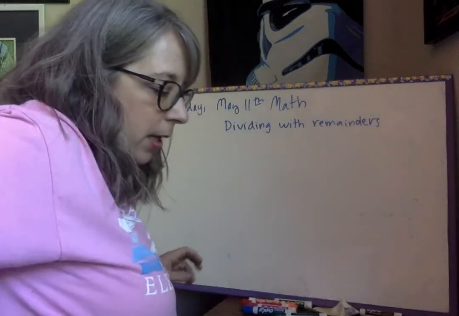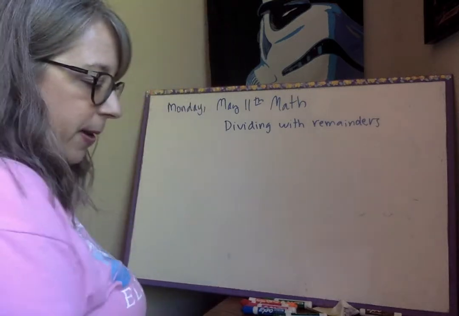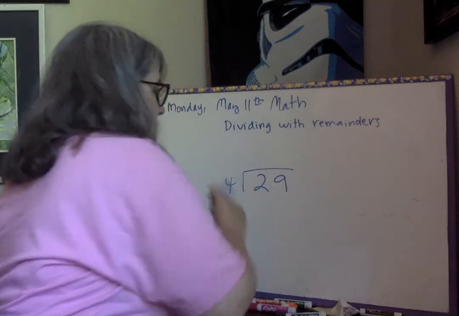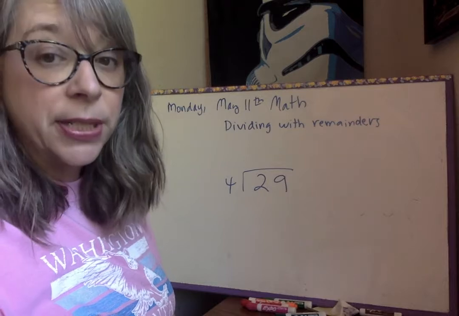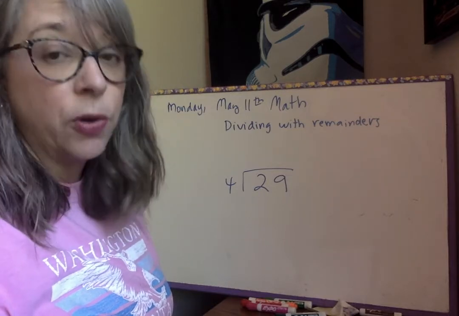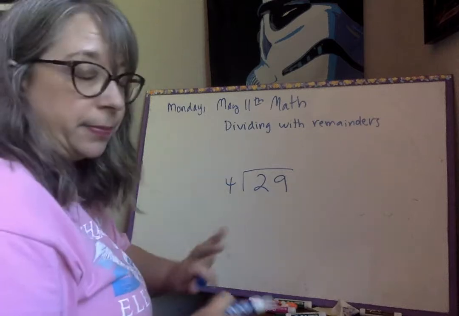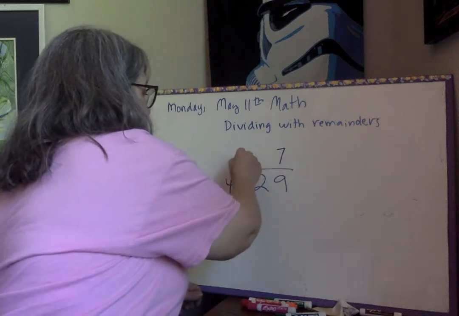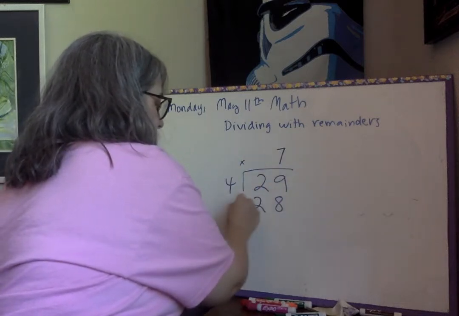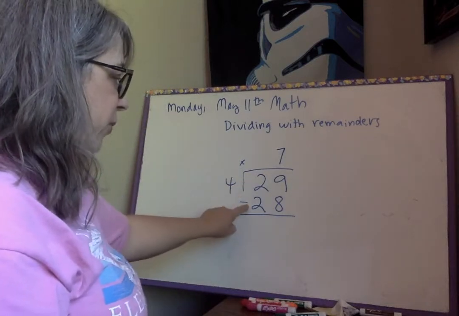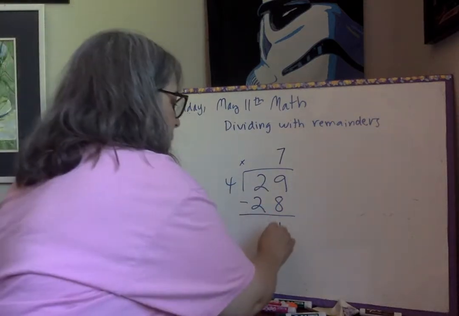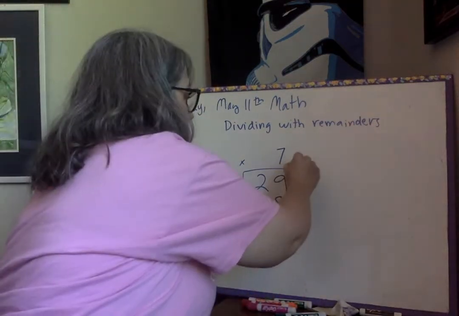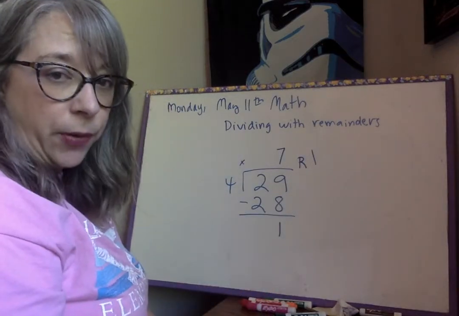All right, let's try another one. We might as well do 29 divided by 4. If you remember, 7 times 4 is 28. So let's not draw out our picture. We already know that 7 times 4 is 28. We are subtracting those two numbers, 29 minus 28. 9 minus 8 is 1. Can 4 go into 1? It cannot, so that's going to be our remainder. Our remainder is 1.